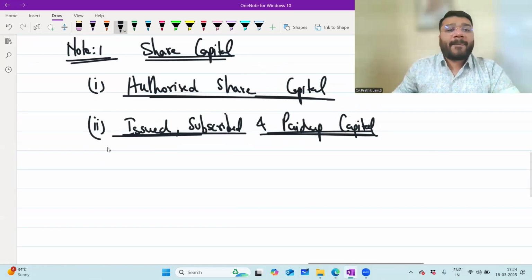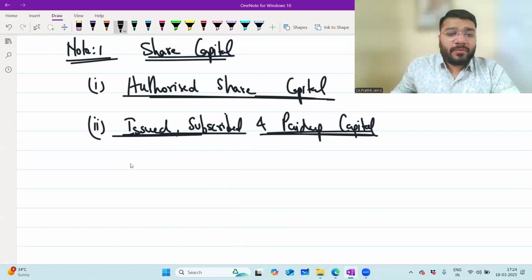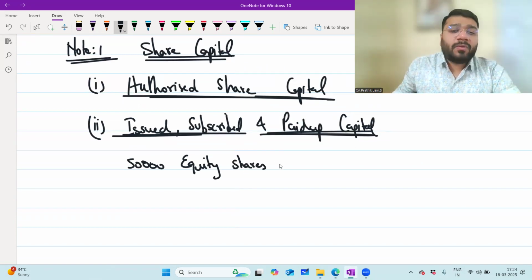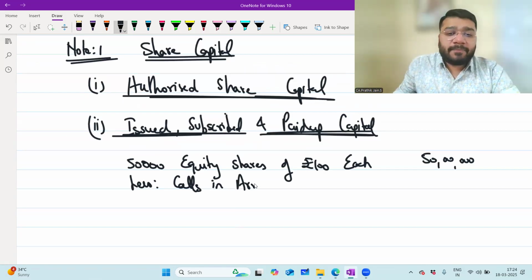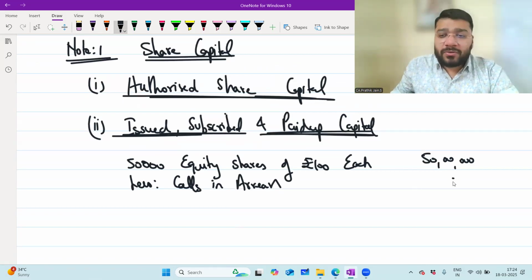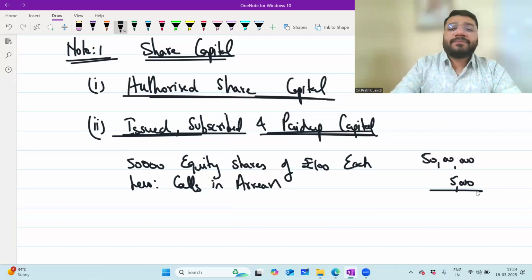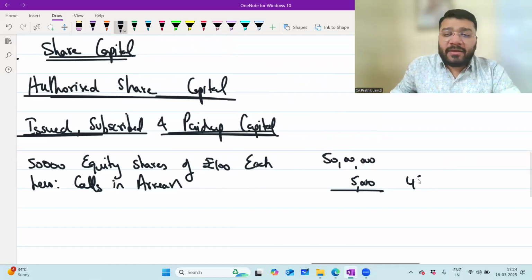Under that, 50,000 equity shares of rupees 100 each. Please add in the inner column. How much? 50 lakhs. Less calls in arrears, 5,000 rupees. So in the outer column, how much is it? 49 lakh 95,000.